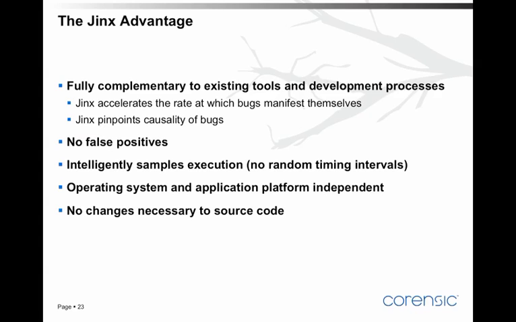As a developer, you get to use the programming language of your choice, you get to use all the code libraries that your company is already standardized on or that you're familiar with. You don't have to change a single thing about your source code. All you need to do is install Jinx, enable it, and then Jinx will start finding bugs inside of your application.